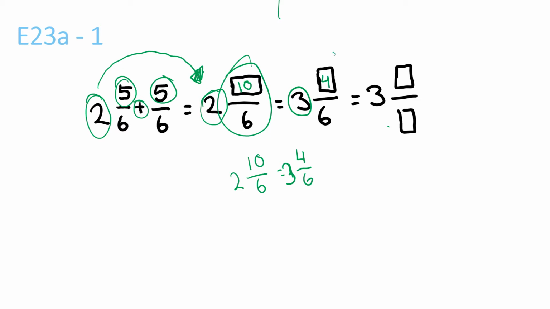Now, find a number that 4 and 6 are both divisible by, and it is the highest number that they are both divisible by. That number would be 2. 4 goes into 2 and 6 goes into 2. 2 goes into 4 twice. And 2 goes into 6 3 times.